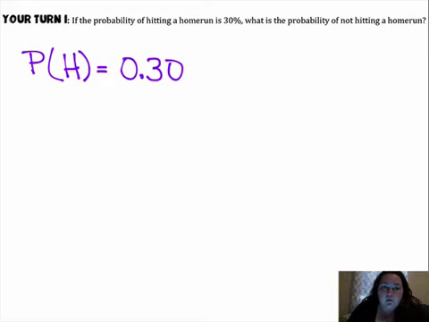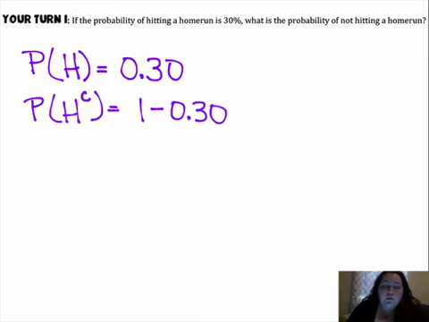Alright, so the probability of a home run is 30%. Probability of not hitting a home run would be the complement. So 1 minus 30% leaves me with 70%.